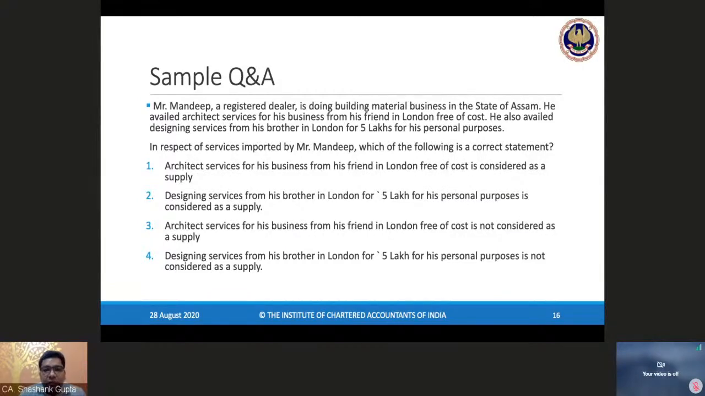So the question is relating to import of service. There is a case study on that. Out of this case study, 4 statements have been mentioned, 1, 2, 3, and 4. You have to answer which statements are correct. There could be one statement which is correct, there could be no statements which are correct, there could be multiple statements which are correct. So, I'm giving you a good 10 minutes, read it carefully and answer in the comment section.